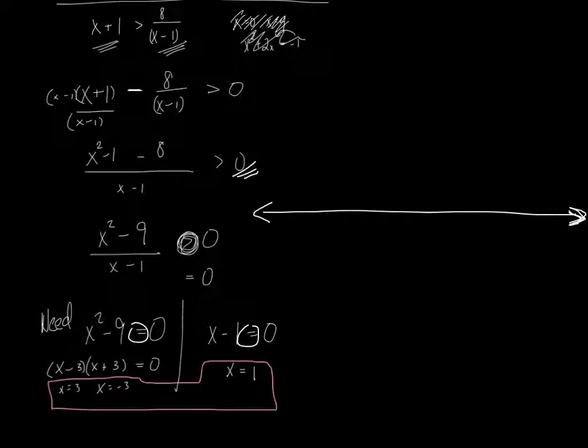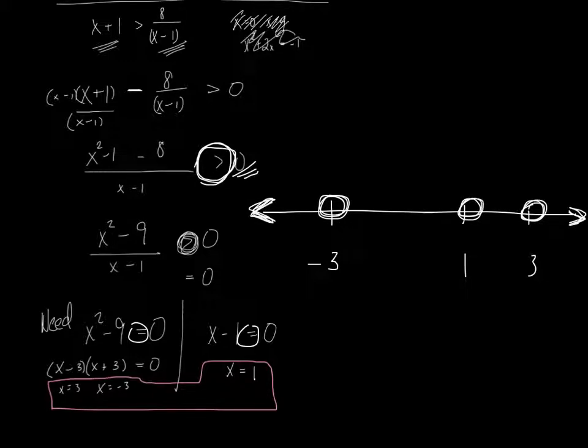The three numbers that I have accumulated here, I need to mark them on the number line. Okay, so I've got 1, 3, negative 3. Now I need to know whether or not I include them. This is a strict inequality, so I would not include all three. I'm going to indicate that with a circle.